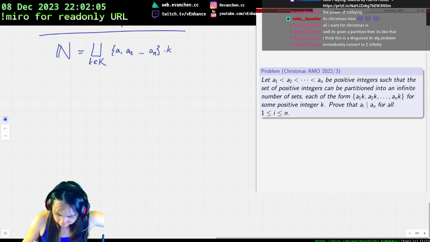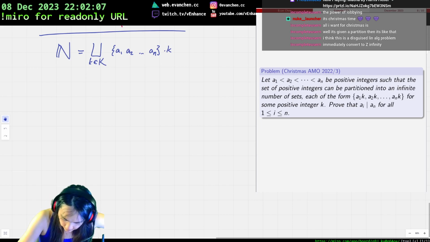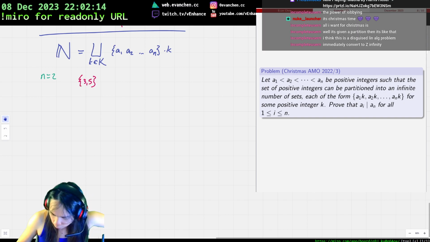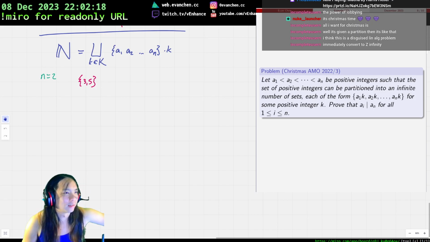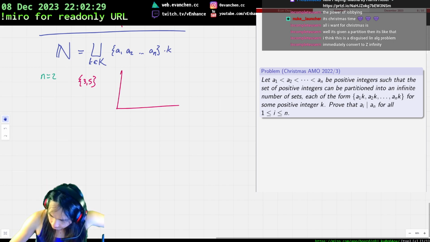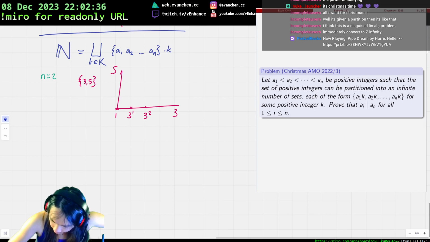So n equals 1 doesn't do anything, so I'm going to start by looking at n equals 2. The question is, if I have two elements that don't divide each other, like 3, 5, what blows up? We don't care about any of the other primes. I'm just going to look at the things that are multiples of 3s and 5s. So we'll put 1 here, 3 to the 1, 3 squared. It's kind of a lattice like this.